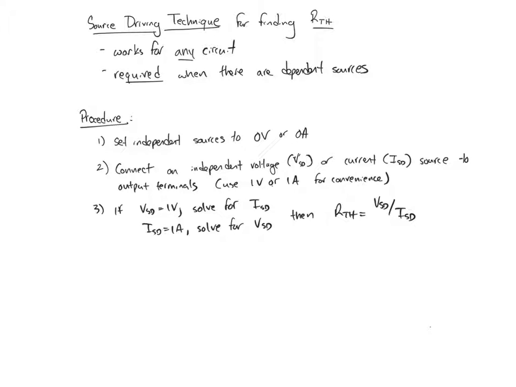So, for example, we have a circuit that can be modeled with an equivalent resistance. So we have a resistive circuit, and pretend we don't know what's inside that circuit. All we have access to are nodes A and B. So what we're going to do is attach an independent source to the output. In this case, I'll choose a voltage source. I'll call that VSD equals 1 volt.